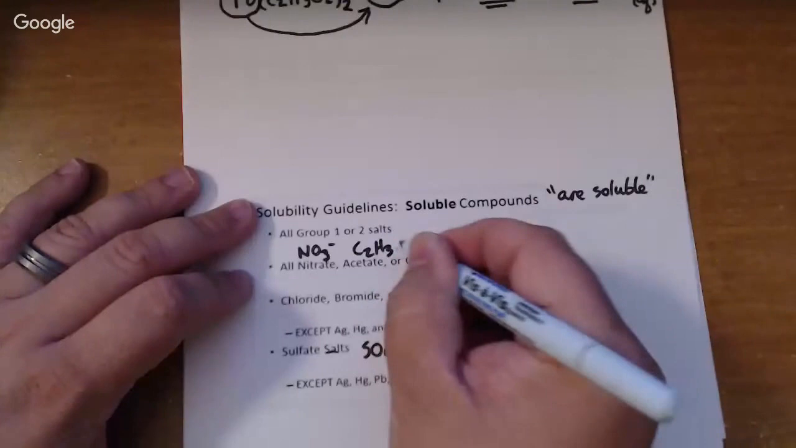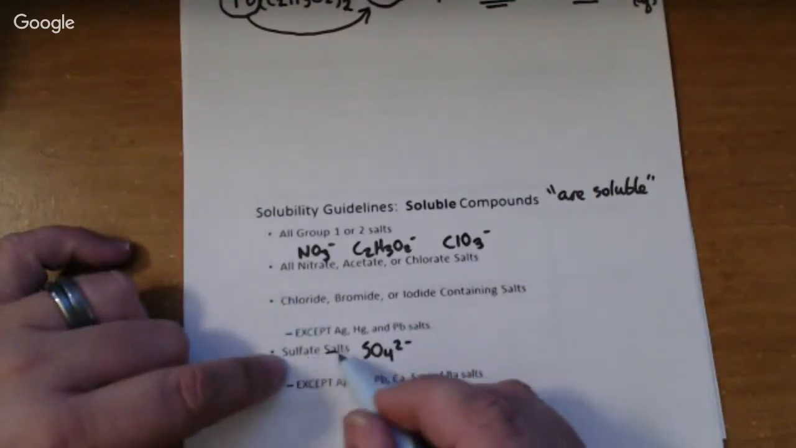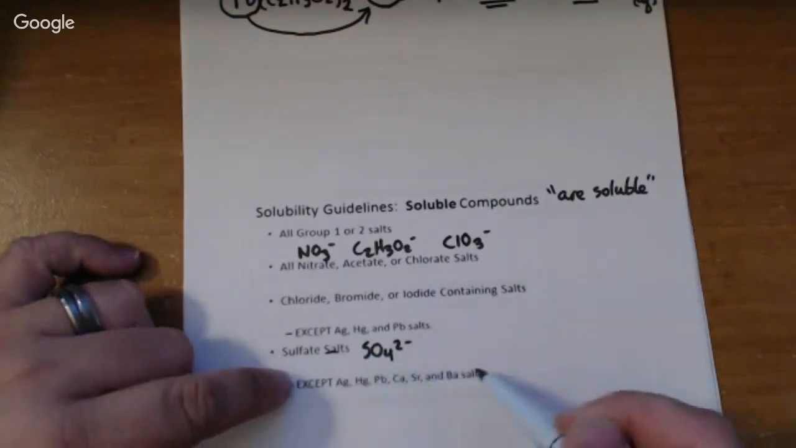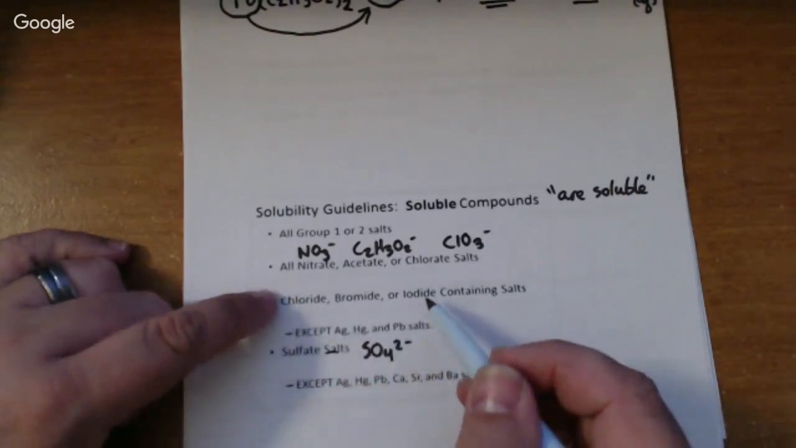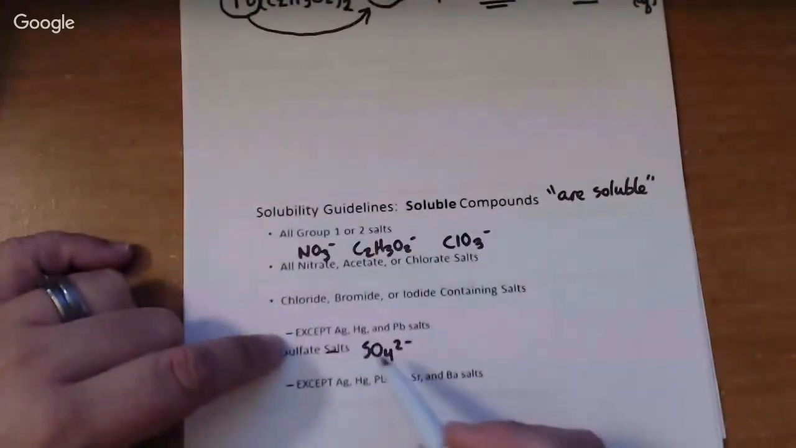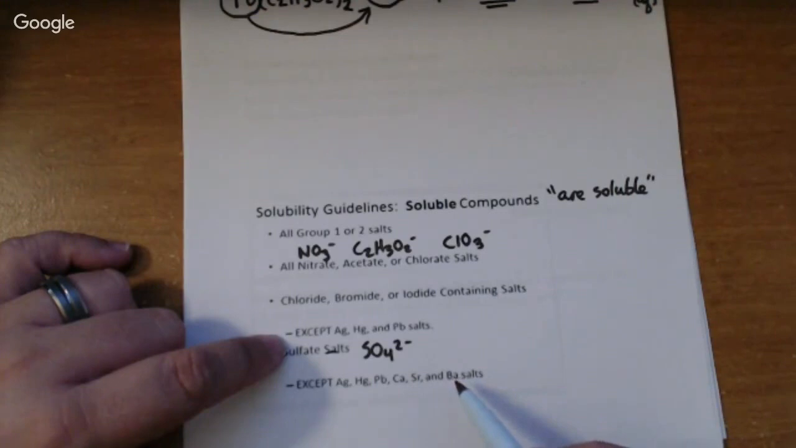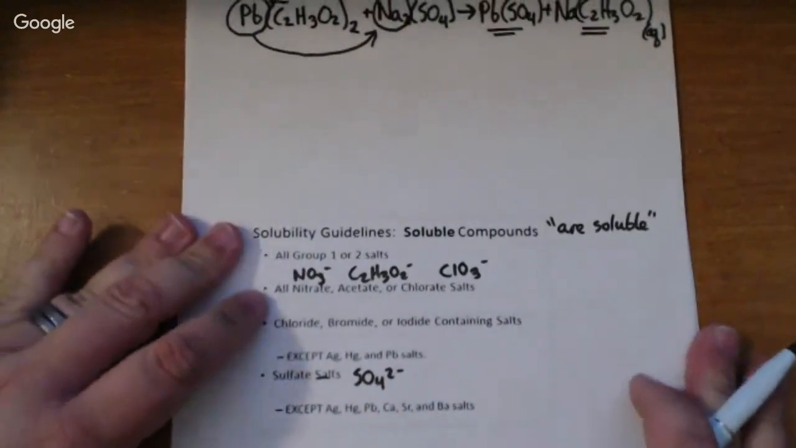and chlorate ClO3-. So when I look at the sulfate salts, it says sulfate salts are soluble, but there are some exceptions. And the exceptions, these right here, only apply to sulfate salts in the same way that these exceptions only apply to chlorides, bromides, and iodides. Well, for sulfate salts, if my sulfate is paired with Ag, silver, Hg, mercury, Pb, lead, Ca, calcium, Sr, strontium, or Ba, barium, if my sulfate's paired with any one of these, then it's an exception and it'll be insoluble.